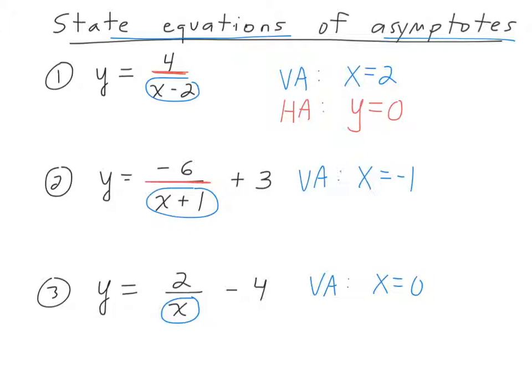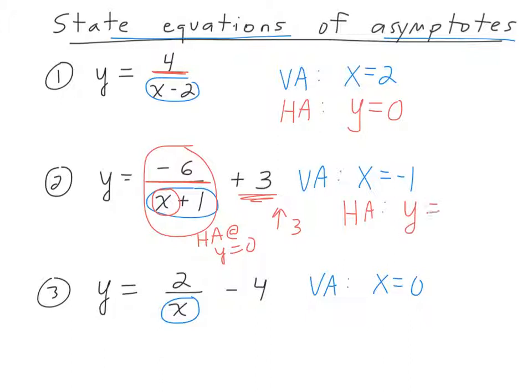Yes, this is bottom heavy. Again, if you were to plug in 1,000,000 right here for x, this piece right here, you would have an HA at y equals 0, but then this plus 3 is going to shift it up 3. So that really means our HA is going to go from y equals 0 to y equals 3. So be careful of these shifters. Again, right here, you really would have an HA at y equals 0, but then that minus 4 is going to shift it down. So y equals negative 4 would be the equation for your HA there.